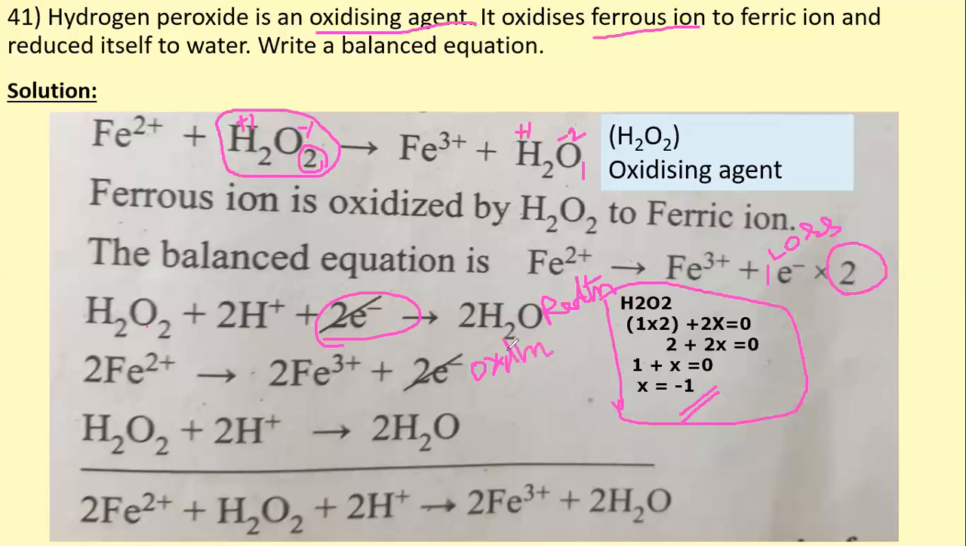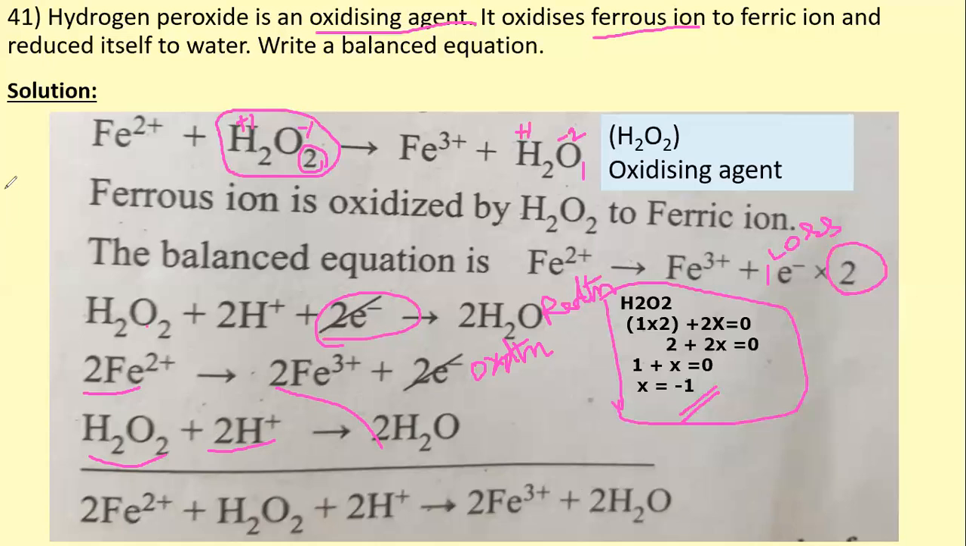After writing the completely balanced reactions, the 2 electrons on this side and the 2 electrons on that side get cancelled. So we have the final equation: 2Fe2+ plus H2O2 plus 2H+ gives the products 2Fe3+ plus 2H2O.